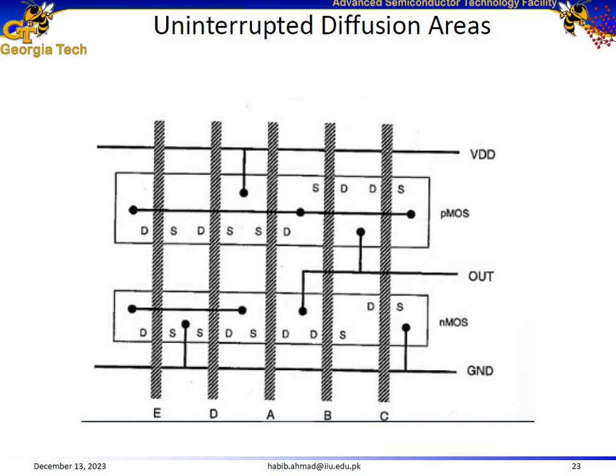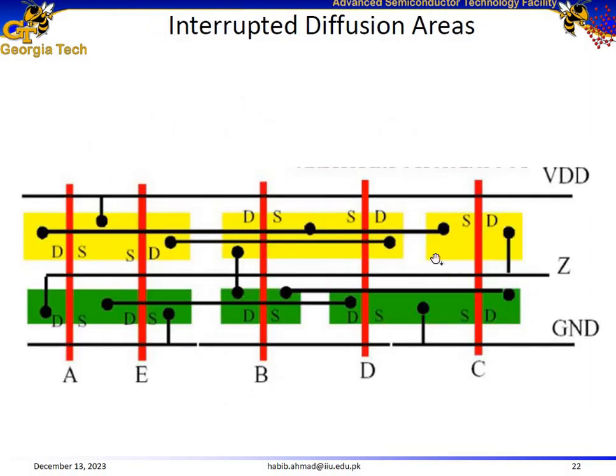However, if we don't follow the right stick diagram rules, and if we don't form Euler paths, then we might have interrupted diffusion regions. For example, here we have an interruption between the P plus diffusion regions.